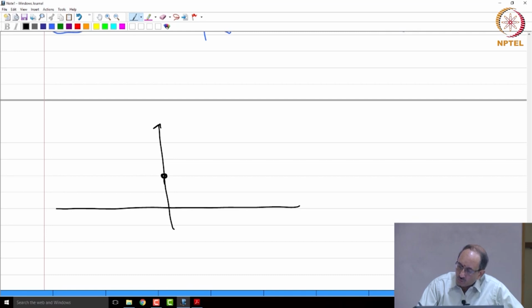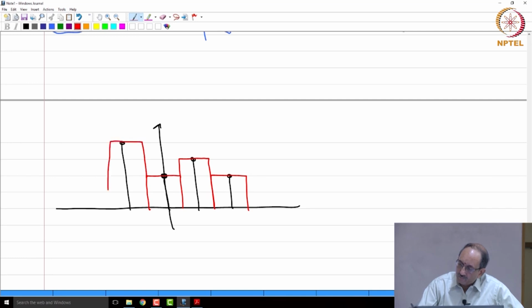So if you do sample and hold, these are the samples that are coming in, and the sample and hold filter response is like this. This is the non-causal version. What will happen in the causal version is, all you need to do is shift it to the right.